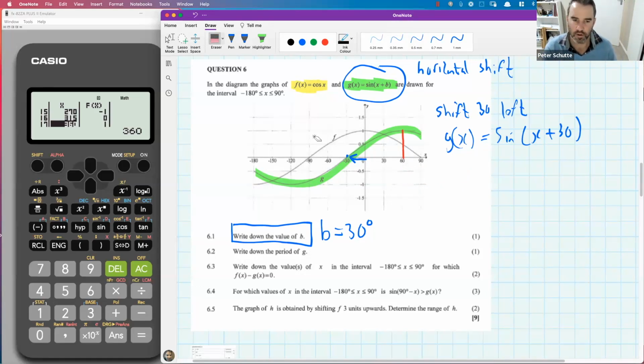Okay, second part of the question. Can you write down the period of g? So what is the period of this green sine graph? I want your answers in the chat. I don't mind if you're wrong or right. I just want to see that participation.